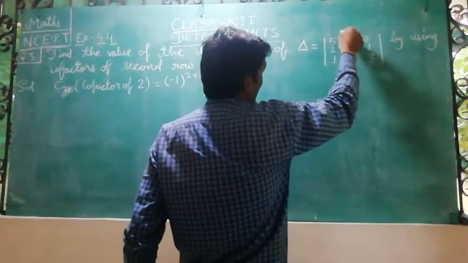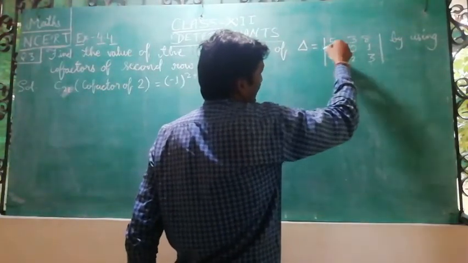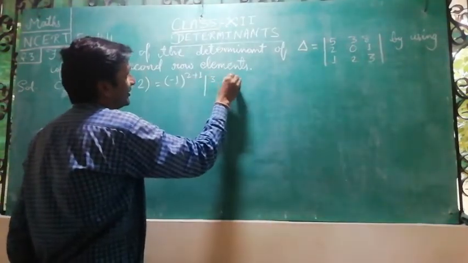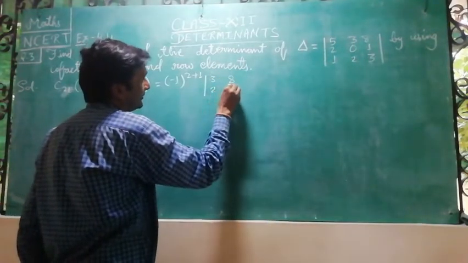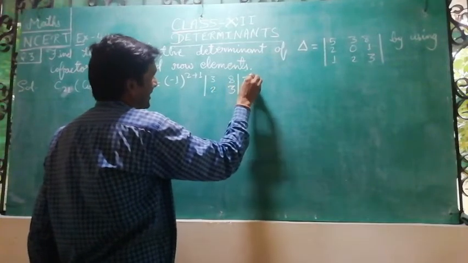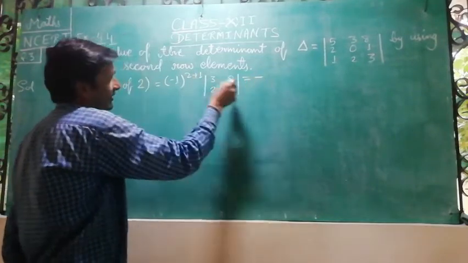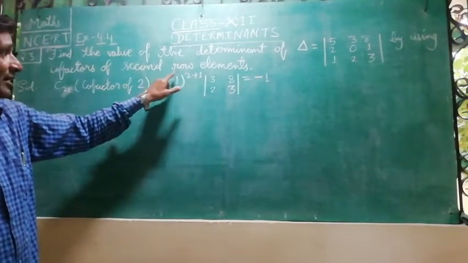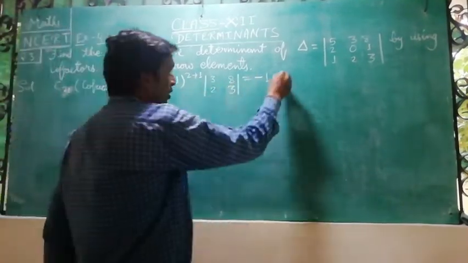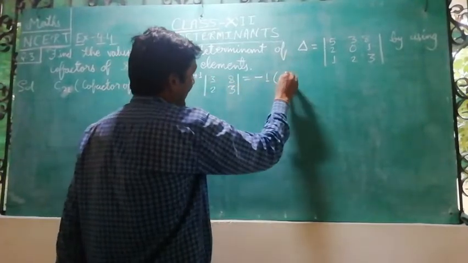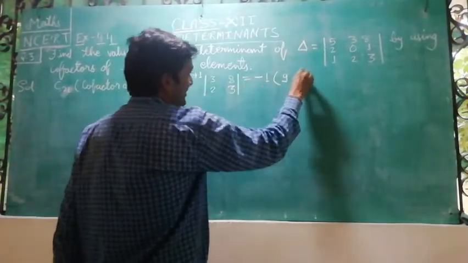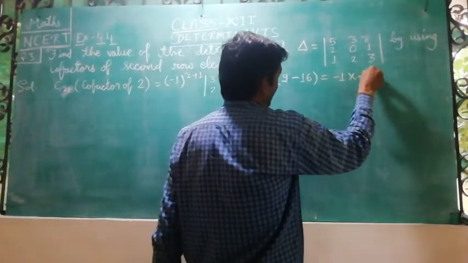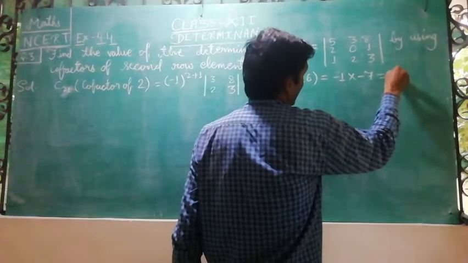Second row and first column is eliminated. The remaining elements are 3, 8, 2, 3. So minus 1 raised to the power 3, it will be minus 1. 2 plus 1 is 3, which is an odd number. Now 3 into 3 means 9, minus 2 into 8 means 16. So it will be equal to minus 1 into minus 7, that is equal to 7.